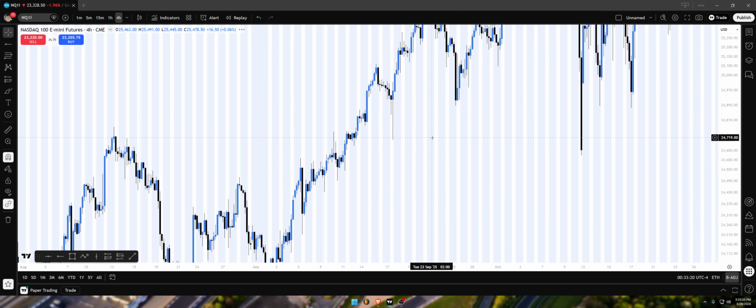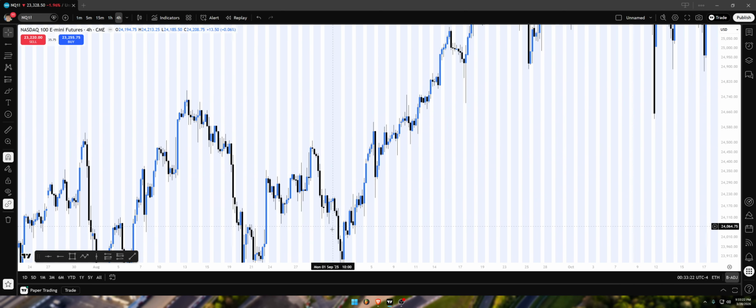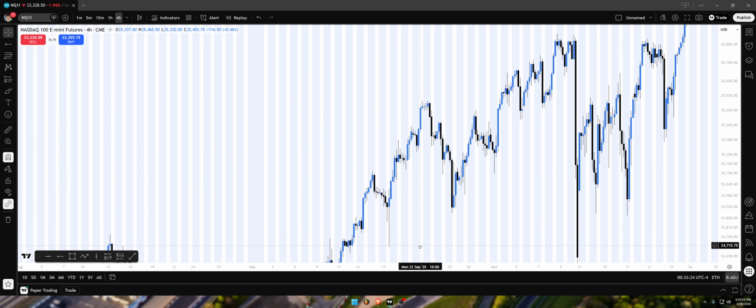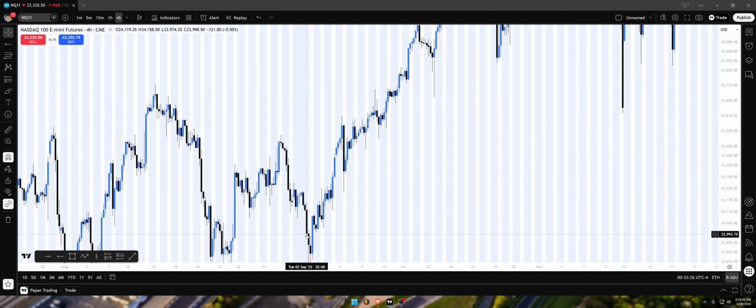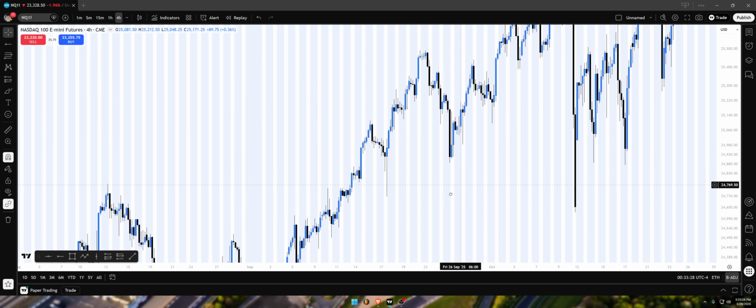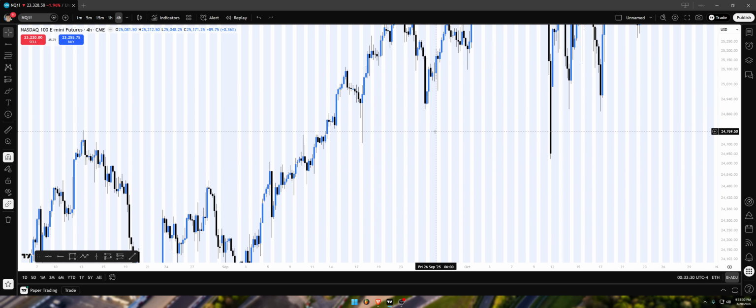So yeah, I think you guys get the point. This is a really good trend line. Look at all this upward movement. Wow. All right, guys. So yeah, that's all I wanted to show you guys today.